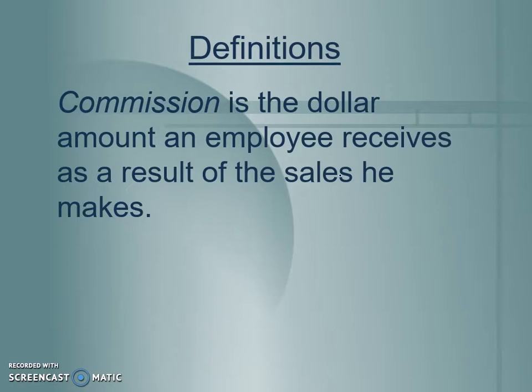Commission is the dollar amount an employee receives as a result of the sales he makes. For instance, car salesmen make commissions. So they might make a little bit of money, or maybe they don't make any, as like a flat hourly rate. Their big money comes from their commission. Whenever they actually sell something, they make a percentage of that sale.